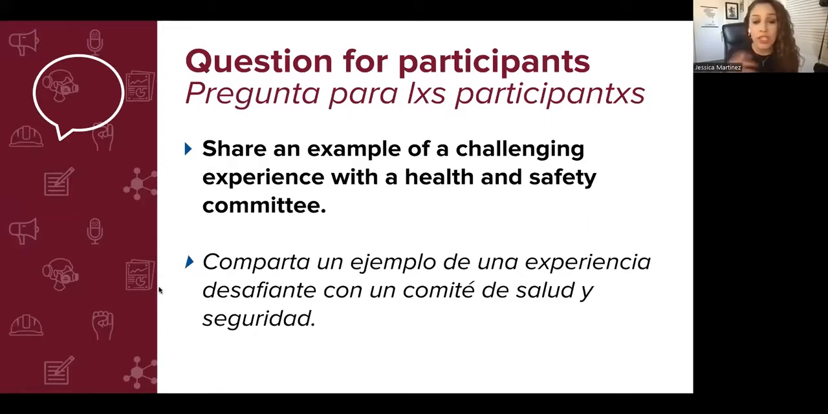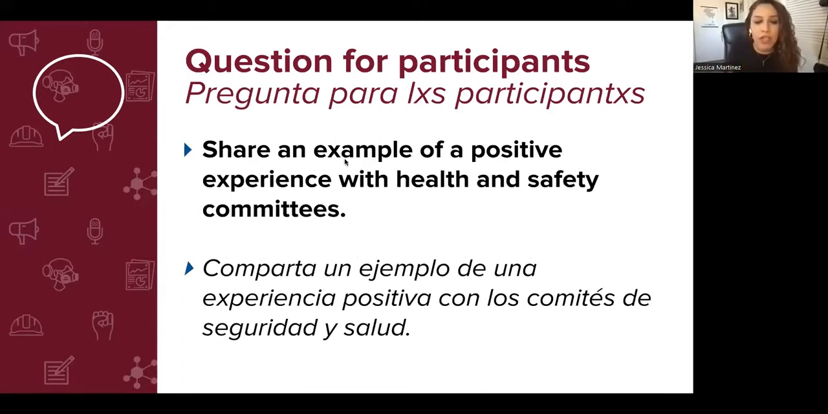I'm going to move on to question number 2, which is also related. Aside from the challenges, we'd love to hear what have been some positive experiences with health and safety committees. So I'm going to ask for another volunteer to share their comment. If you don't want to unmute yourself, I welcome you to please share that positive or challenging experience through the chat. Any volunteers to share a positive experience is the question at the moment. Hey, Richard, I see your hand is up. If you'd like to share a positive experience.